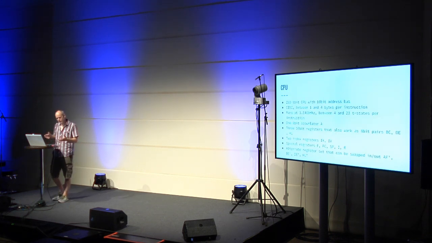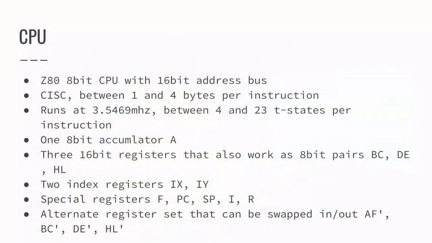So we start to delve in a bit now. We start with the Z80, which is the processor. It's an 8-bit CPU with 16-bit address bus, pretty standard for an 8-bit CPU. It's what we would these days term a complex instruction set. The instructions are not generalized instructions. There's between 1 and 4 bytes of data and code per instruction.